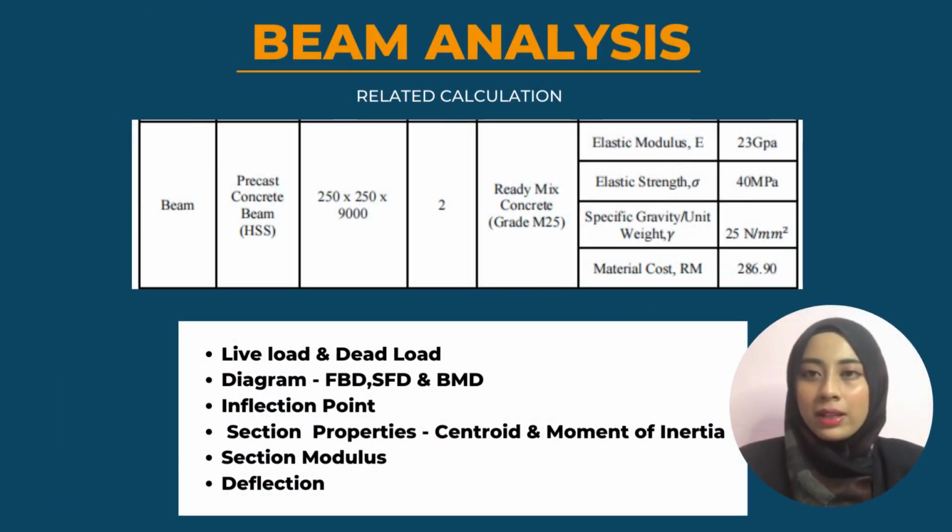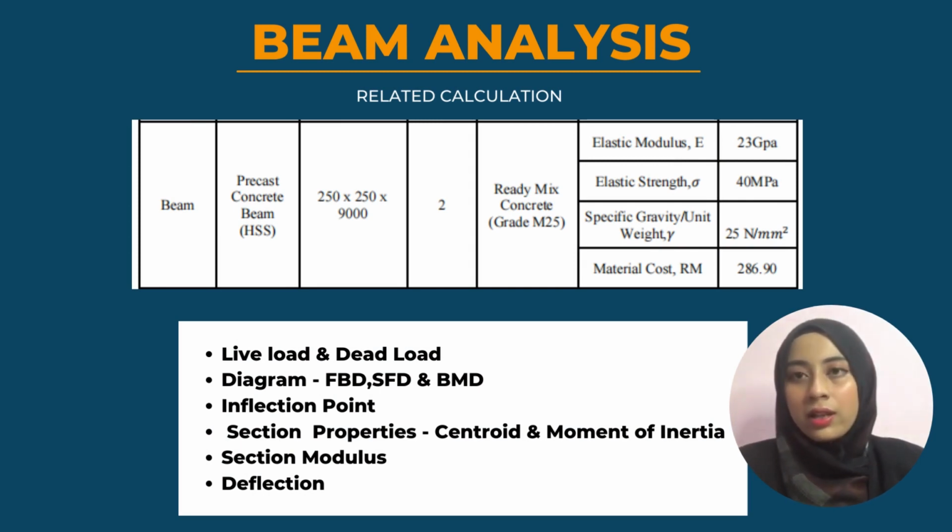Next is the beam analysis related calculation. As was shown, the first table is the data about our project beams, and the second one is the calculation that were used for this analysis. The first one is live load and dead load, diagram for FBD, SFD, and BMD. And next is inflection point, section properties of centroid and moment of inertia, section modulus, and deflection.